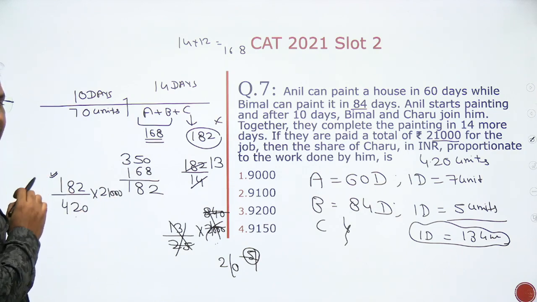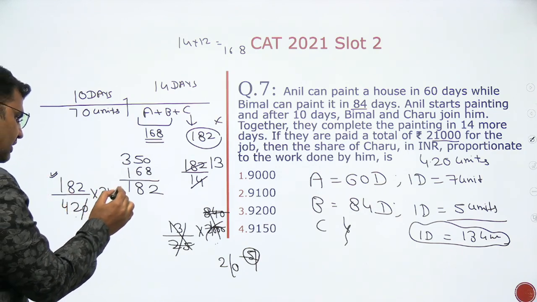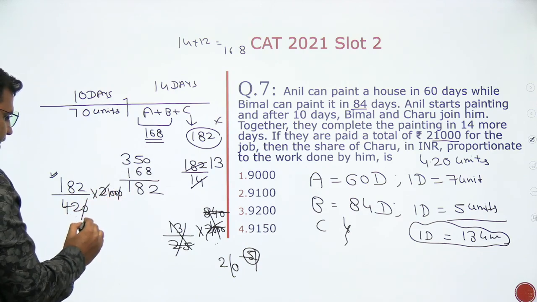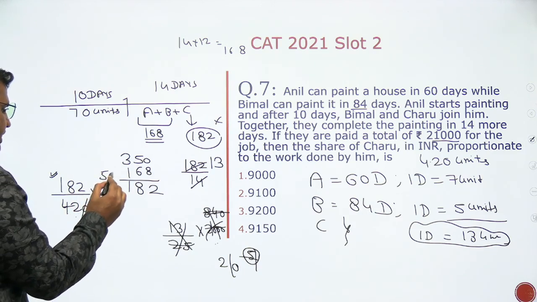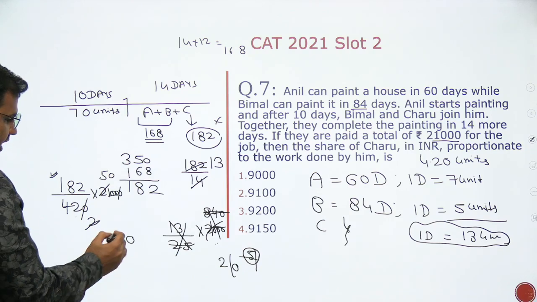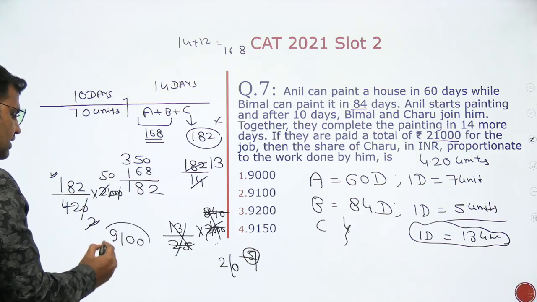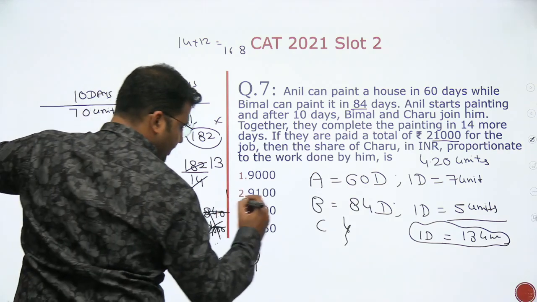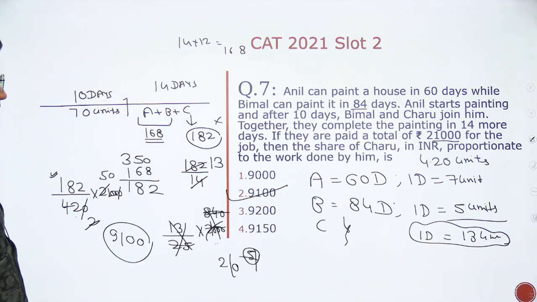So apne ko ye dekhna hai ki C ka 182 units mein kitna paisa usse milega, right? Now this will get cancelled on 2,550. So 5 into 2, 0, right, 9,100 rupees. 182 into 50, 9,100 rupees will be given to Charu, right?